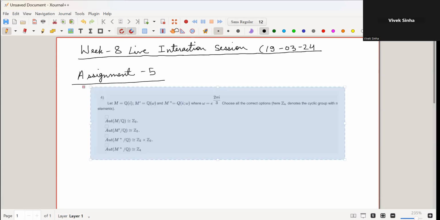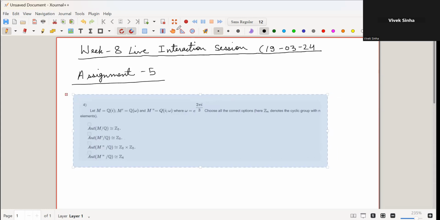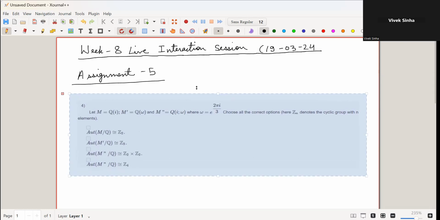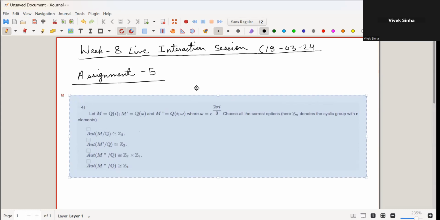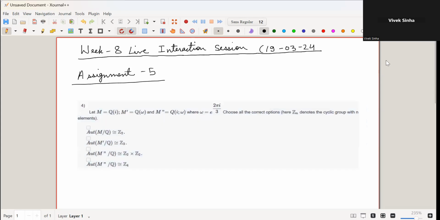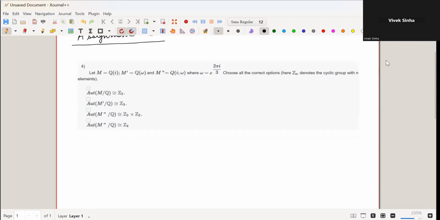So here is question number 4. It says let M be the field adjoining iota with Q. M dash is the field adjoining omega with Q, and M double dash is the field adjoining iota and omega both with Q. So where omega is just a primitive third root of unity and iota is the primitive second root of unity. So we have to choose the correct options.